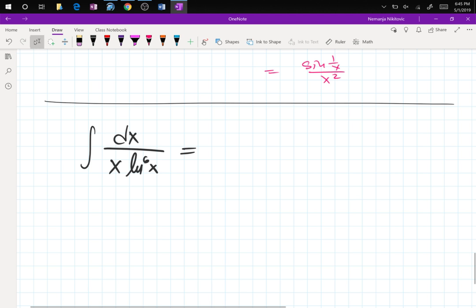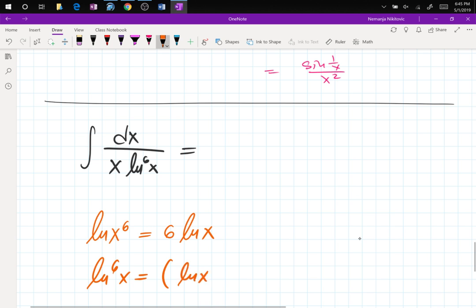Any ideas? Any suggestions? Yes. What if you take the 6 out of ln of x, make it ln of x? You can't take the 6, because that's the part where the confusion kicks in. ln x to the 6 is 6 ln x. ln to the 6x is ln x to the 6th power. Yes, that's what I mean. Oh, that's what you meant. That's what I meant. I'm sorry.